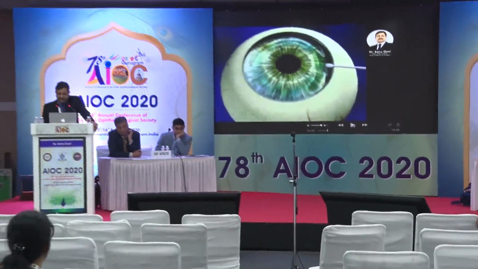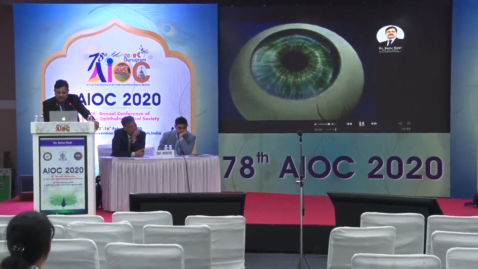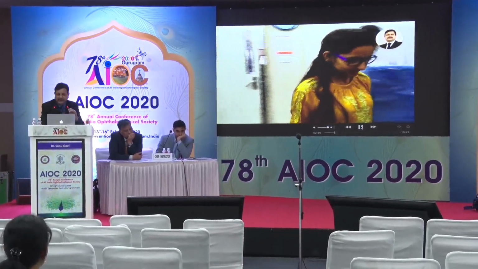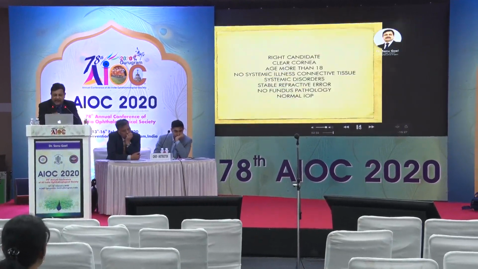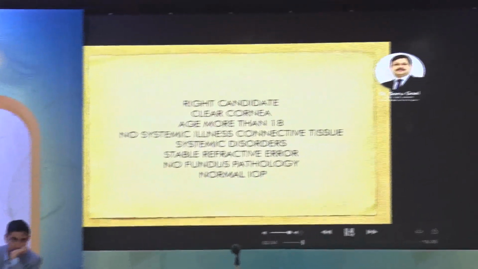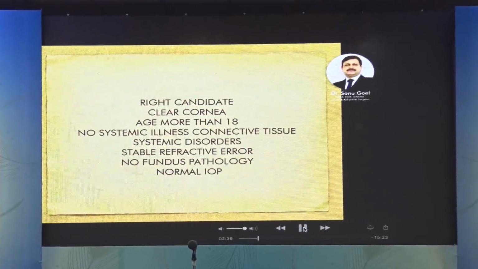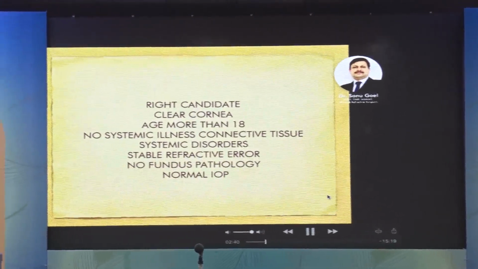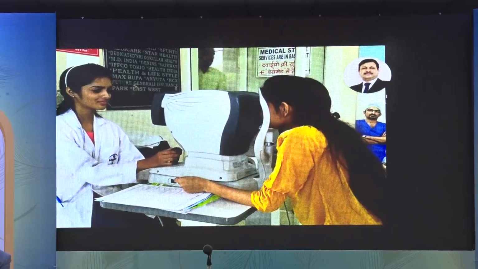So for people who have not been using ICLs, let's have something to begin with. This is how an ICL patient walks to us, a probable candidate. An ideal candidate for me would be a patient who has a clear cornea, age more than 18, no systemic illnesses, no connective tissue disorders, a very stable refractive error.